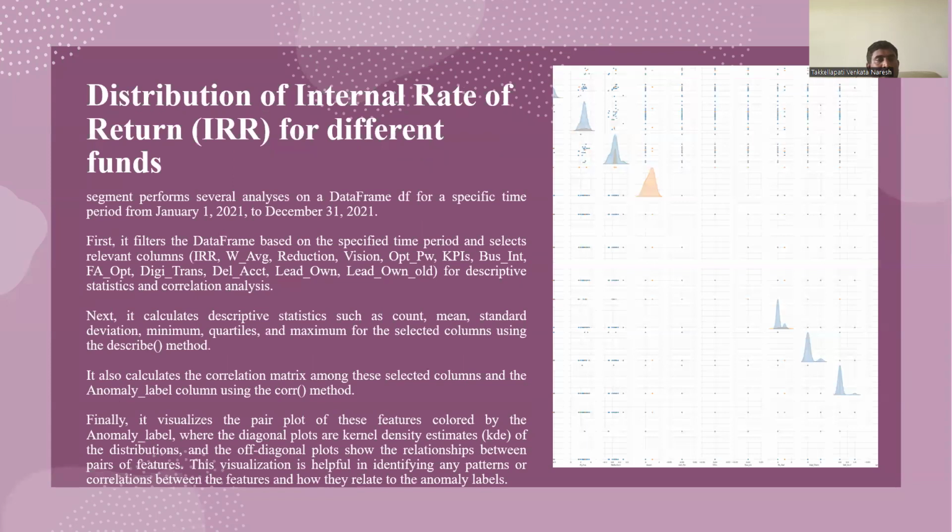Yeah, next slide. Yeah, coming to the distribution of internal rate of return for different funds. The code performs several analyses on a data frame for a specific time period from January 1, 2021 to December 31st, 2021. First, it filters the data frame based on the specified time period and selects the relevant columns: IRR average, reduction, variation, option PW, KPS, bus international, FAOPT, DG transmission, deleted account, lead ownership, for descriptive statistics and correlation analysis.